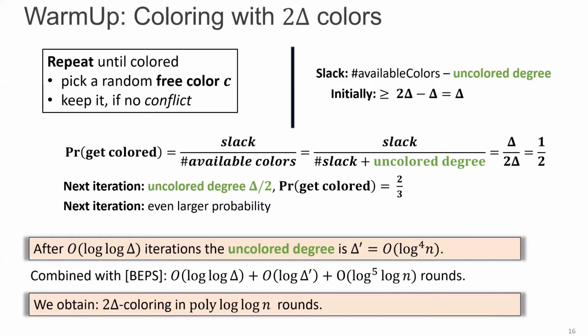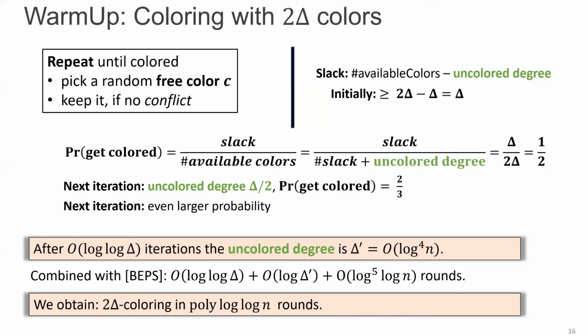And this is sufficient to show that after log delta iterations, the uncolored degree has reduced to this log to the 4. And now you can just run this to reduce the degree, and afterwards use the algorithm by Barenboim et al. to get a polyloglog round algorithm for 2 delta colors.